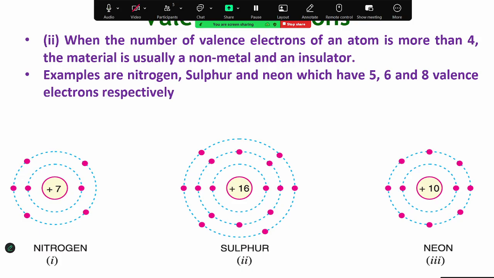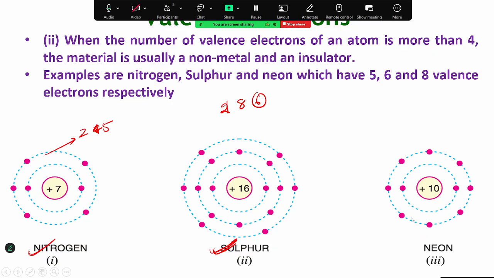And if you go to the right side, suppose nitrogen is there. Nitrogen has a valency of how much? 2, 5. Valency is 5. Nitrogen is a gas, no? Sulfur has 2, 8, and next 6. So 6 is also non-metal. And neon is an inert gas.